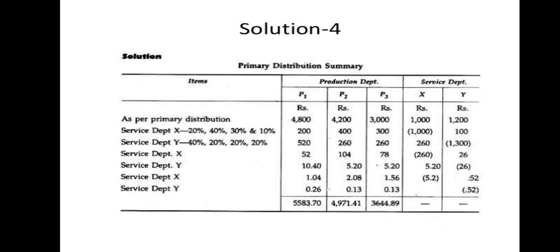Now let us observe the information for service department Y. Here the allocation is on the basis of 40%, 20%, 20% and 20% of what? Of 1,200. See the first line of the primary distribution summary table. Service department Y overheads are 1,200. So let us take that. So for production department 1, 1,200 into 40 by 100, that is 520.